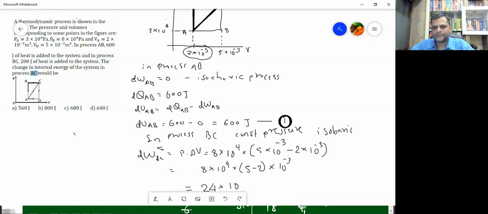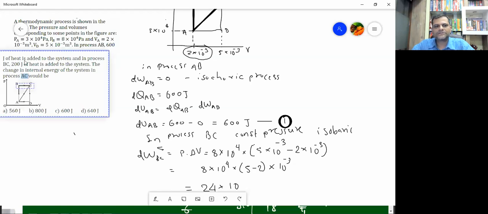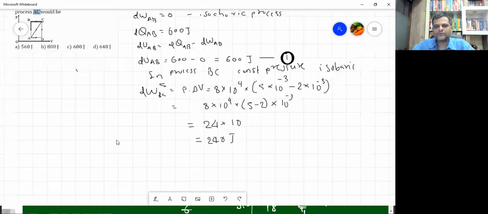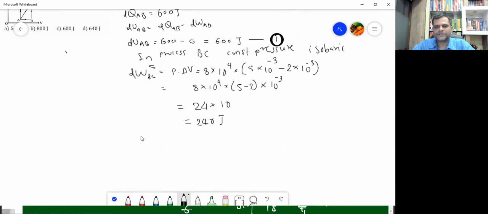Okay, so here we can see that in the process BC 200 joules of heat is added, right? That we have to consider here. So इसलिए इस process में dqbc हमको निकालना पड़ेगा. What is dqbc here in this process? It is going to be 200, and that is also positive because it is added. Okay, again we can use the first law of thermodynamics and say that du in the process BC is going to be dq in the process BC minus dw in the process BC.